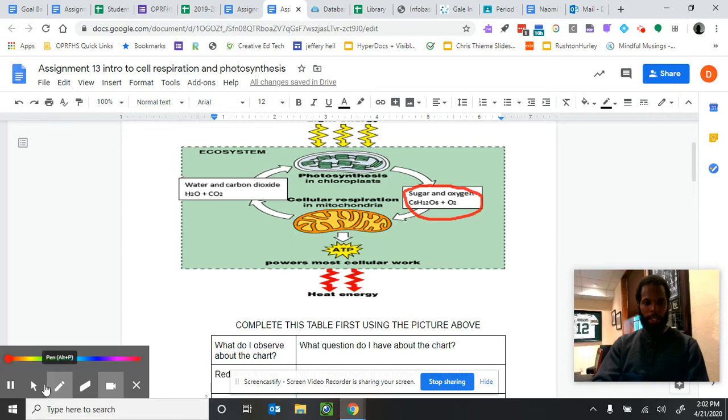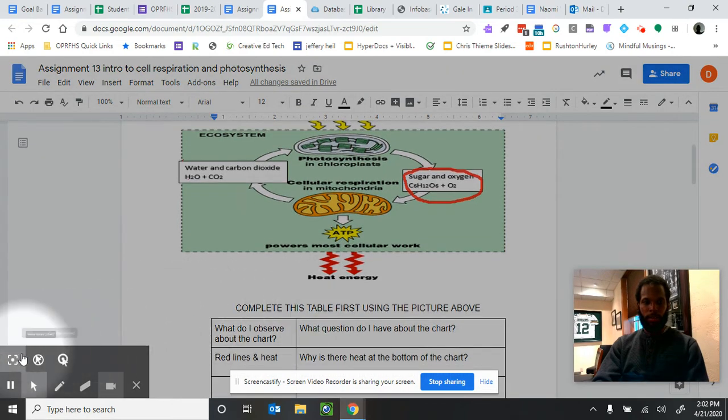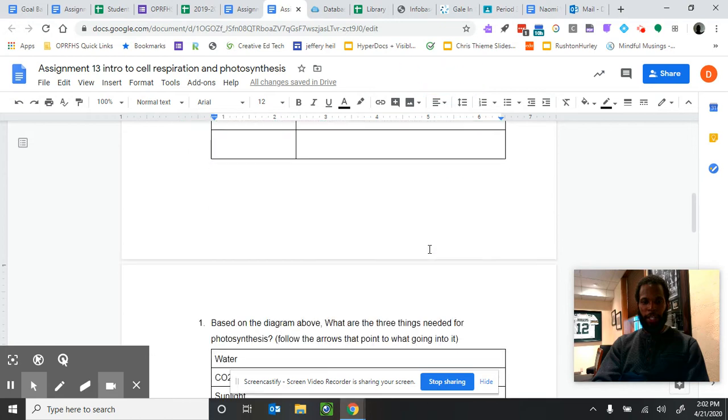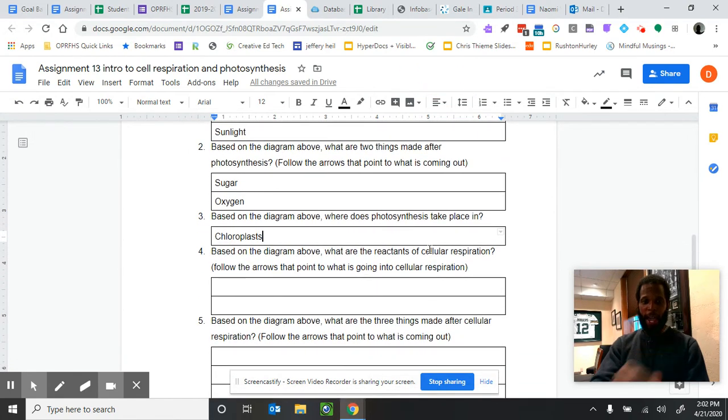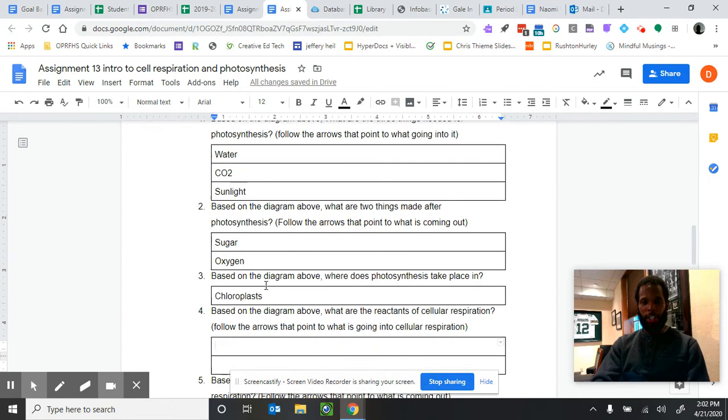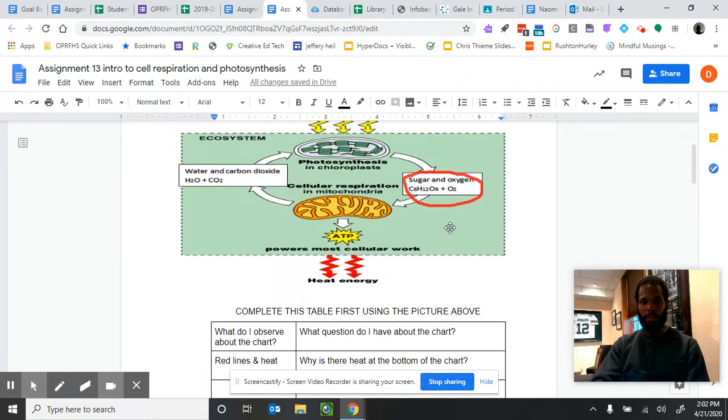So if I go down here, 2 things are needed for cellular respiration, which is how we all get our energy. 2 things, we just answered it. Type that answer on your own. Okay? Type it on your own. The 2 things that are needed, what's going into cellular respiration, right here.